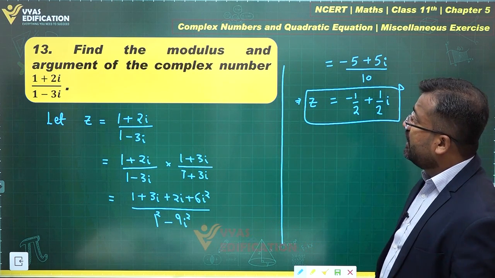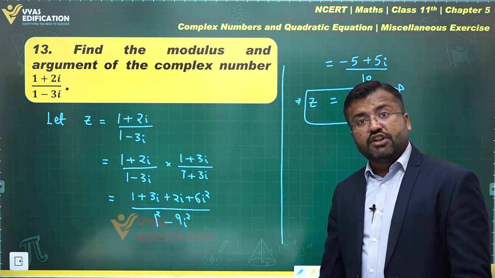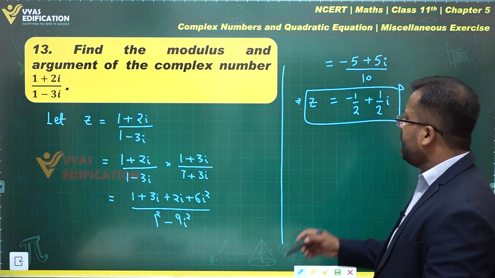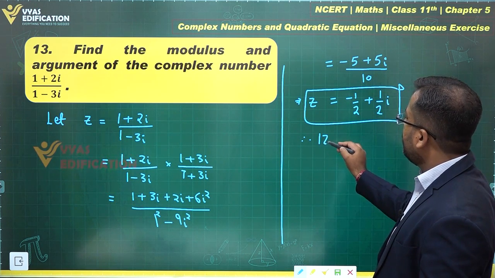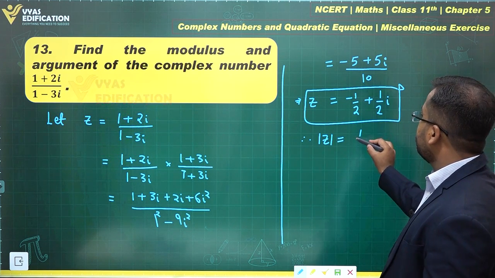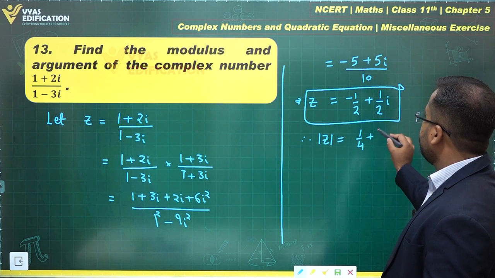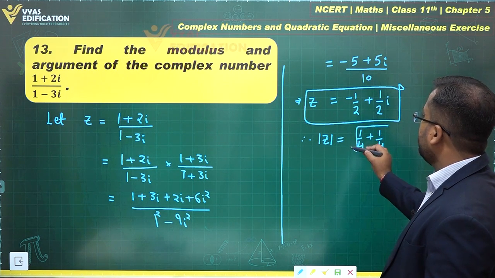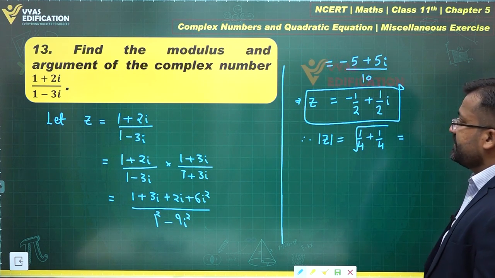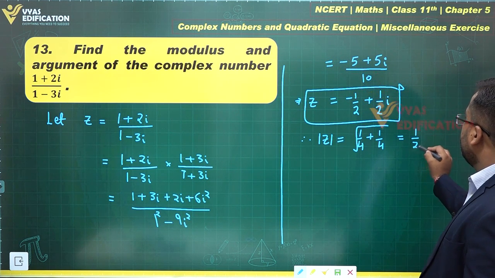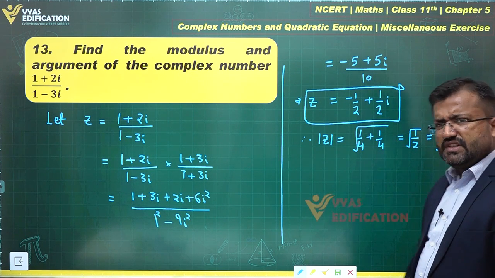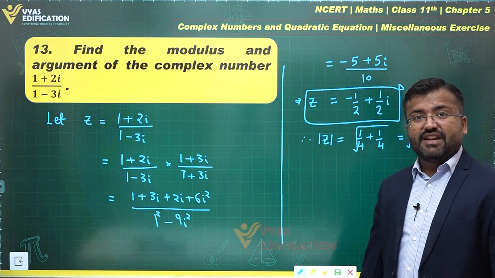And now I am supposed to find the modulus and argument of this complex number. Finding the modulus is not very difficult. Modulus is very simple. Therefore, modulus of z is equal to the square root of (-1/2)² which is 1/4, plus (1/2)² which is 1/4. This is the square root of x² + y². What do we get over here is the square root of 1/2, which gives me 1/√2. Right? Modulus of z is very simple.